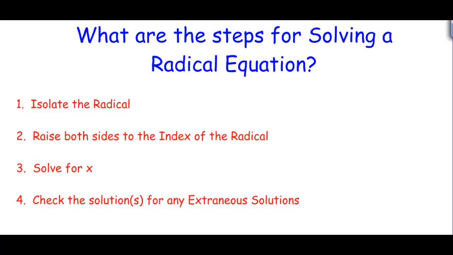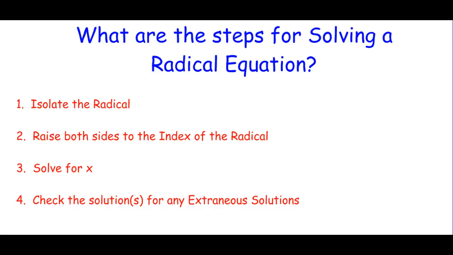So what are the steps for solving a radical equation? The first thing we want to do is isolate the radical or radicals in some of the harder problems, and I'll talk to you about that. Raise both sides to the index of the radical, solve for x, and then check for our solutions and to see if there's anything called an extraneous solution.